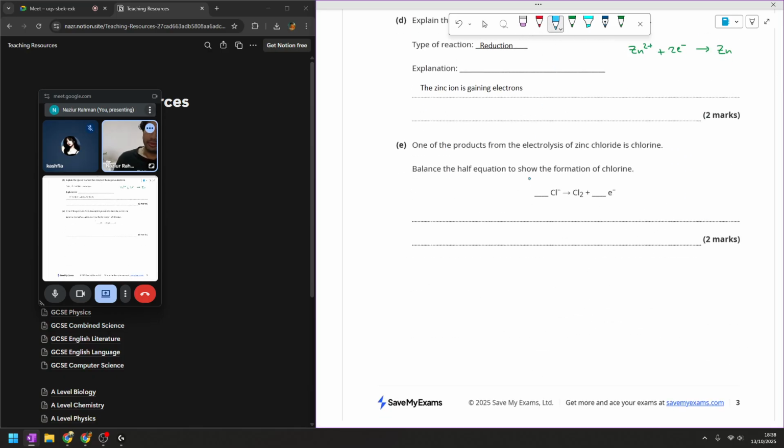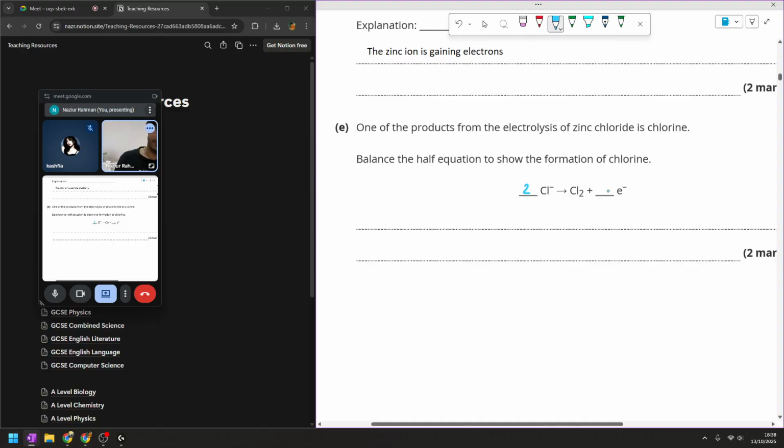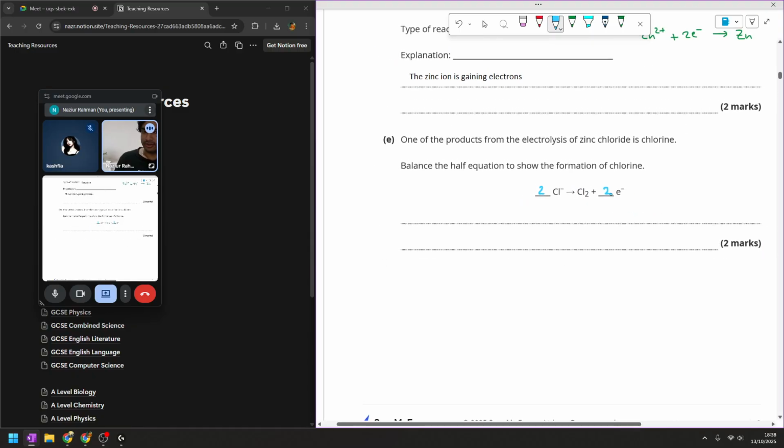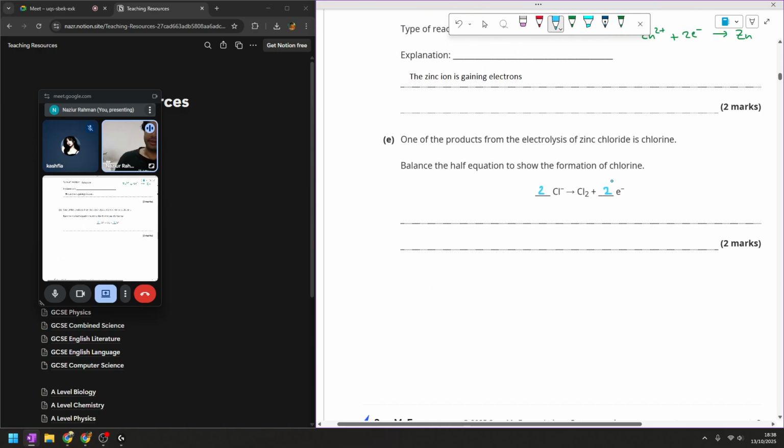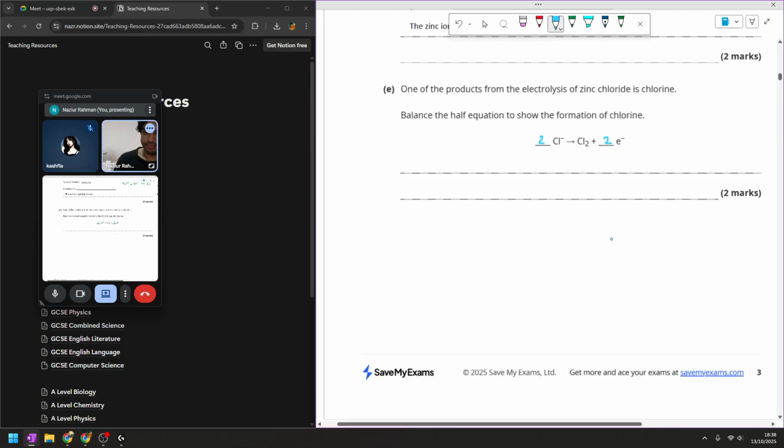One of the products from the electrolysis of zinc chloride is chlorine. The balanced half equation is shown here. So we've done this before, it's just a 2 here and a 2 here. So 2 chloride ions would lose 1 electron each to make 2 chlorine atoms, which will join together to make a chlorine molecule. And you have these two spare electrons, which would then get transferred to the lead. So those electrons over here would then get pushed onto the lead on the other side. Okay. So you're making electrons which then get transferred onto the other metal.